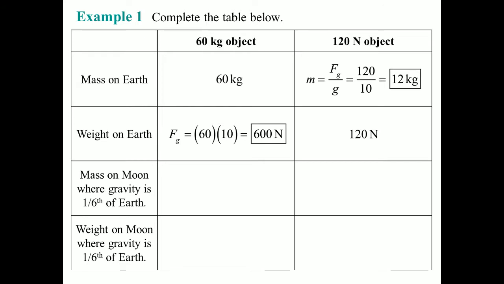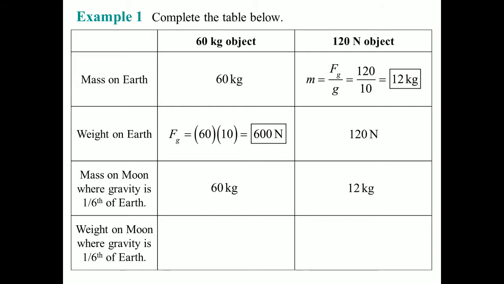What happens if we go to the moon? What happens to the mass of the 60 kilogram object? It doesn't change. You don't lose anything. Your mass stays the same. What about the 100 Newton object? Does that mass change? No. It's still 10 kilograms. Your mass does not change when you go from place to place. The way your weight feels is different.